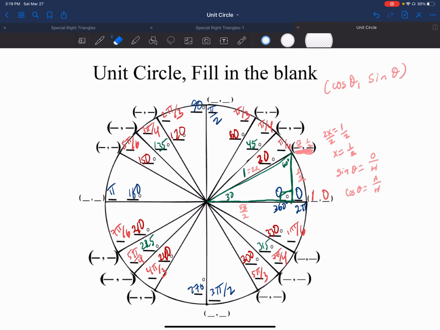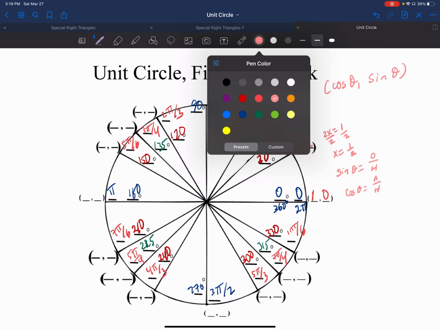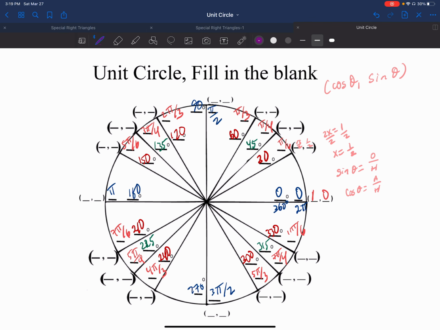I'm going to erase the triangle and their measurements. Then I'm going to repeat it with the 45, 45, 90. Let me do it with the purple. So again, I'm going to start with the origin. I'm going to go up, I'm going to come back down, and I'm going to go horizontally, creating my special right triangle with a measurement of 45, 45, 90.